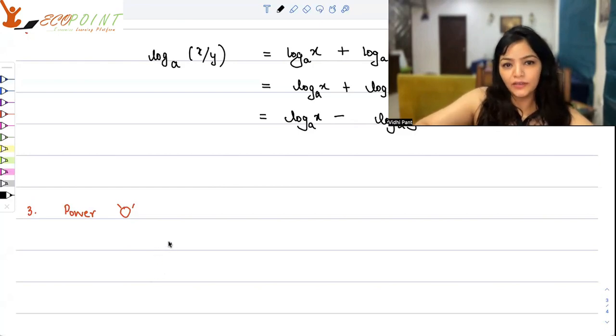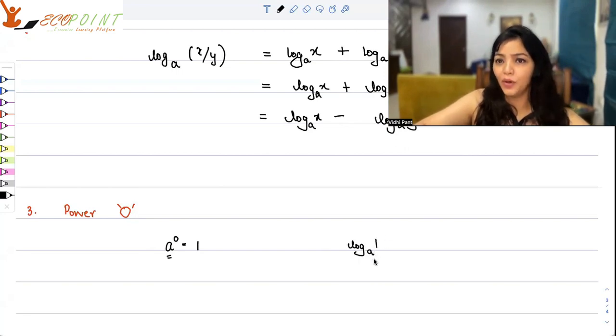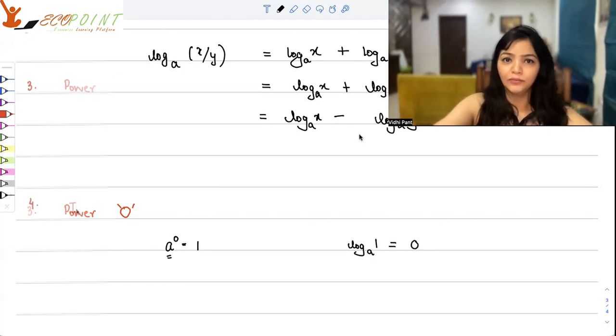Next rule about power 0. So essentially, we all know that a to the power 0 is equal to 1, right? If you take any number as the base and you put the power 0, you will get 1, right? So in terms of logarithm, that means log of base a, 1. What is the power of a that gives you 1? The power will be 0. So log, no matter what the base is, log of 1 is 0.